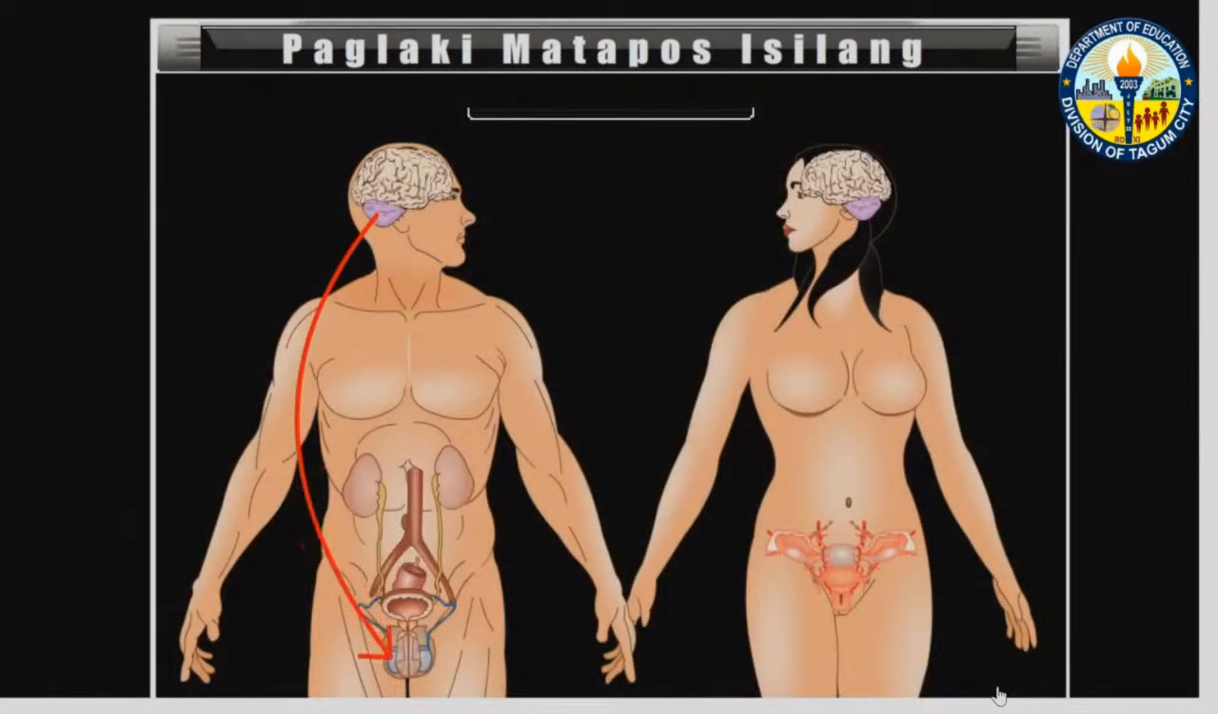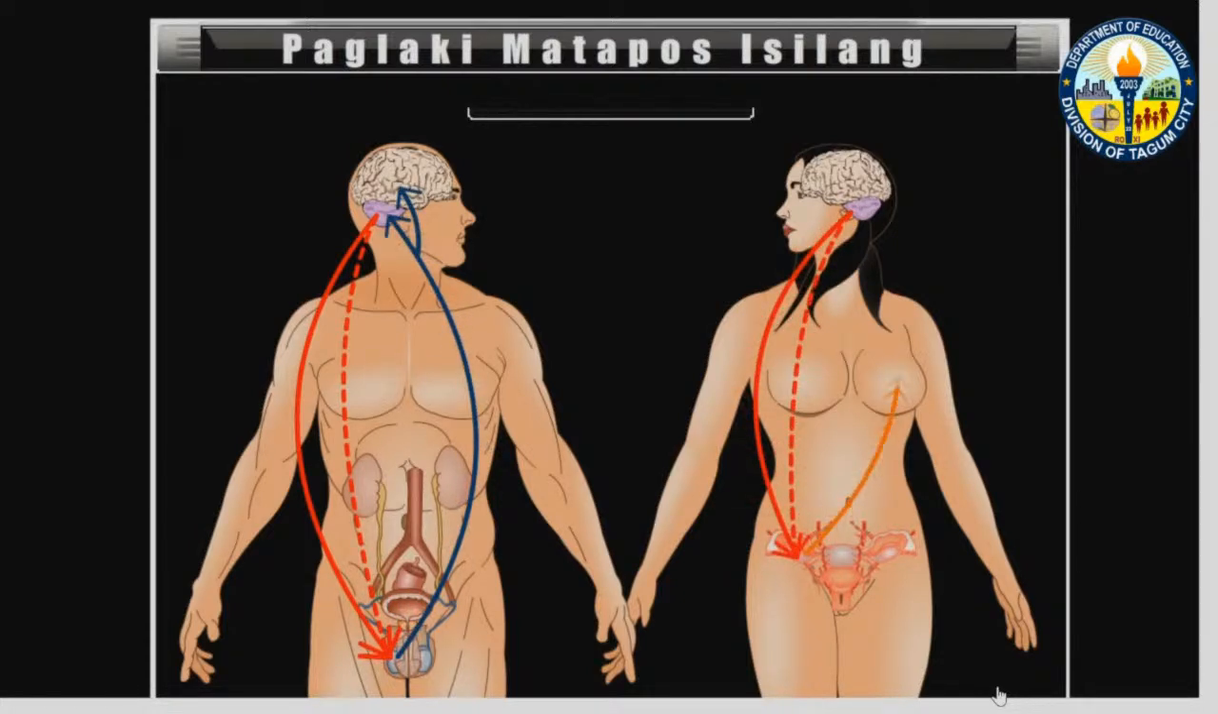Sa panahong ito, nagdudulot ng paglaki ng mga organong pangreproduksyon ang mga hormone na ito. Nag-uumpisang magkaregla ang mga babae at nag-uumpisa namang gumawa ng semen ang mga lalaki. Pareho silang nakararanas ng 2 taong mabilis na paglaki na tinatawag na growth spurt.